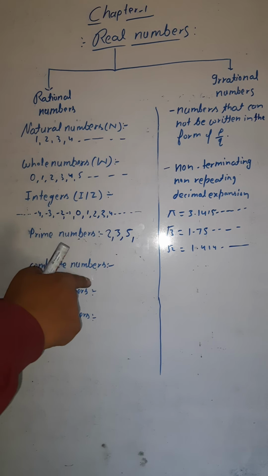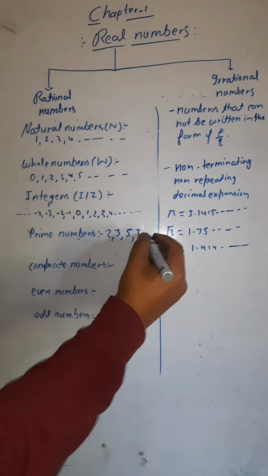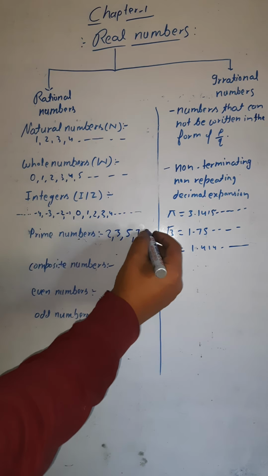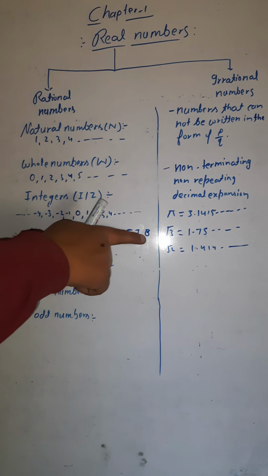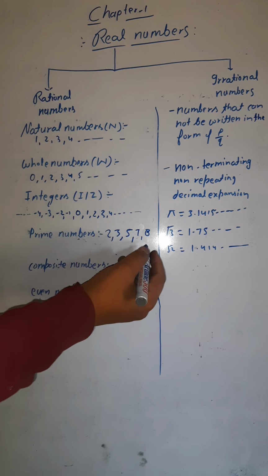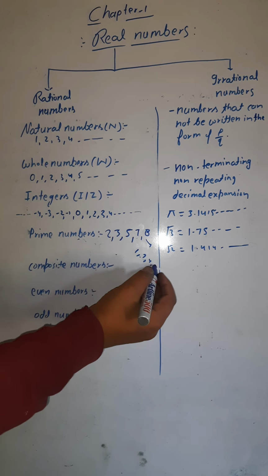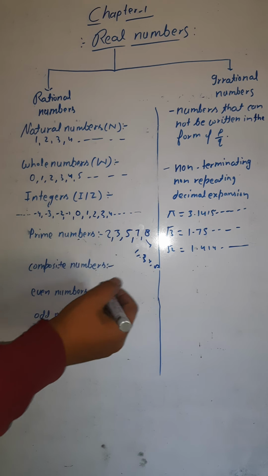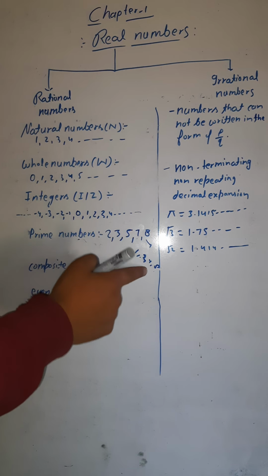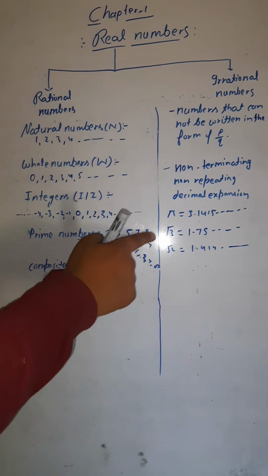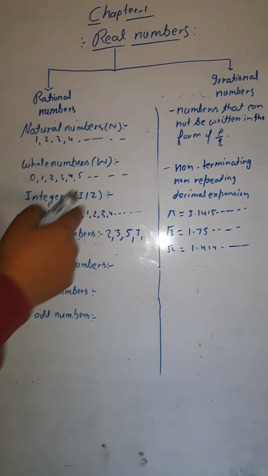So you would not write 6 here. I would write 7, then I have the next digit 8. Tell me, is 8 a prime number or not? The factors of 8 are 1, 2, 4, and 8. So it cannot be a prime number because it has more than two factors. So 8 is a composite number, not a prime number. You have to write only prime numbers here.